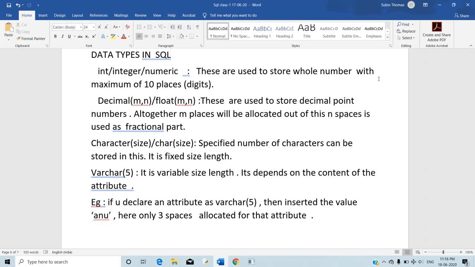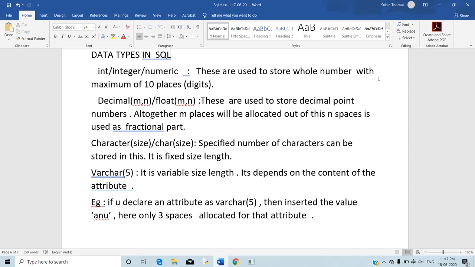You can use either int, or integer, or numeric. These are used to store whole numbers. Whole number values can be represented by using either int or integer or numeric. Maximum you can store 10 digits in that attribute. So the maximum size allocated for this data type is 10. We can enter 10 digits under that attribute for each record.